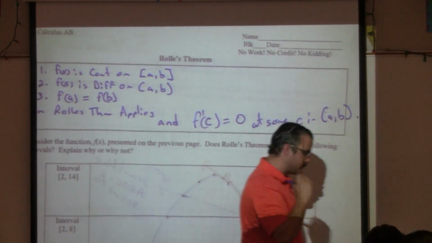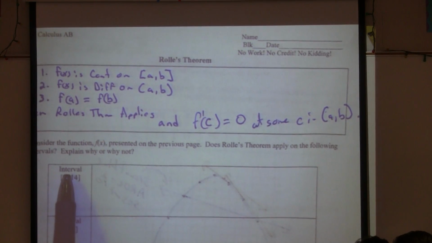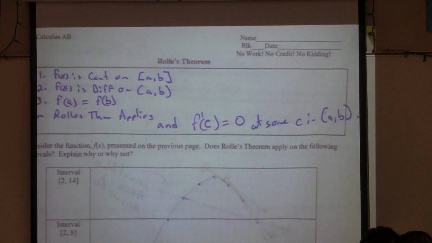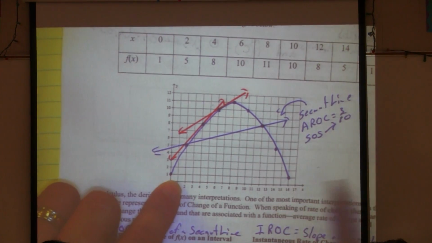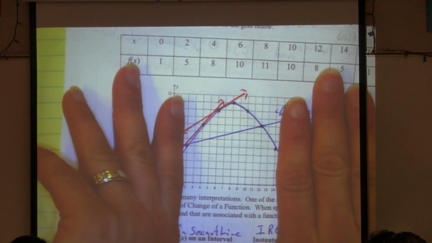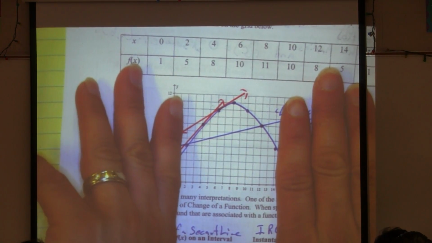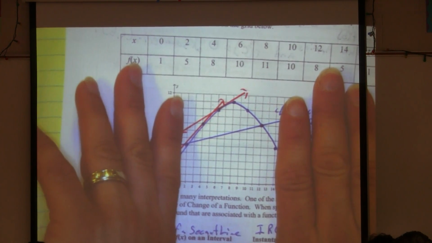Got it? So let's explore, okay? Using the graph on the previous page from 2 to 14, let's see if Rolle's theorem applies. All right, so we're only looking from 2 to what? To 14. So start off with the first one. Is it continuous in that interval? Yes. Is it differentiable in that interval? Yes. Okay, there's no cusp, there's no holes, there's no vertical tangent lines, nothing.